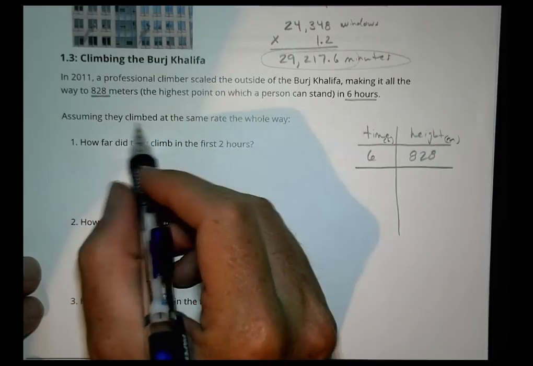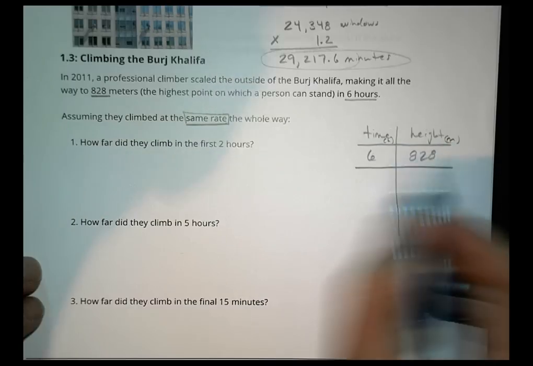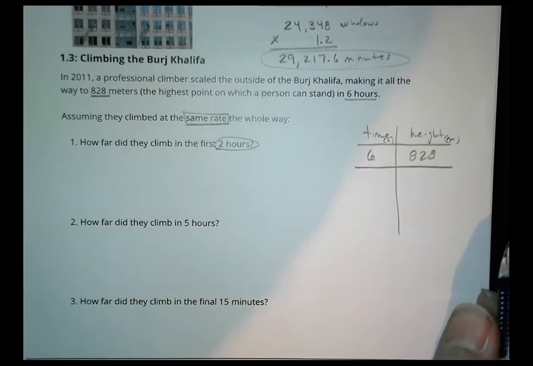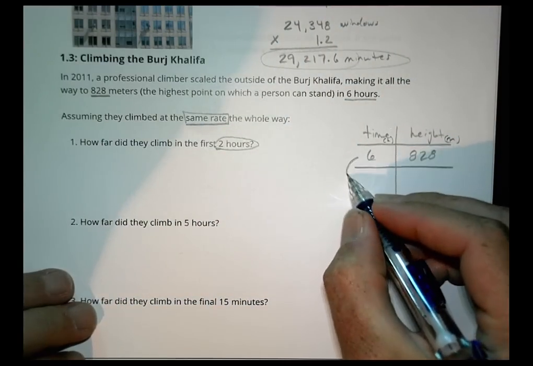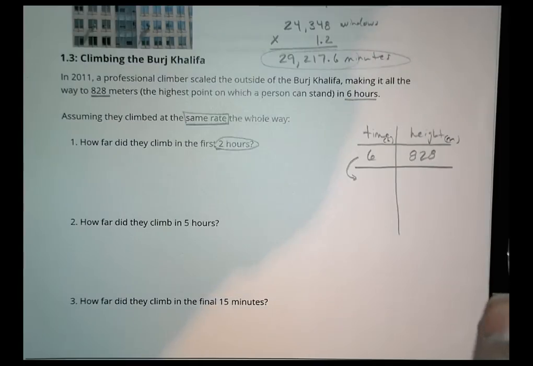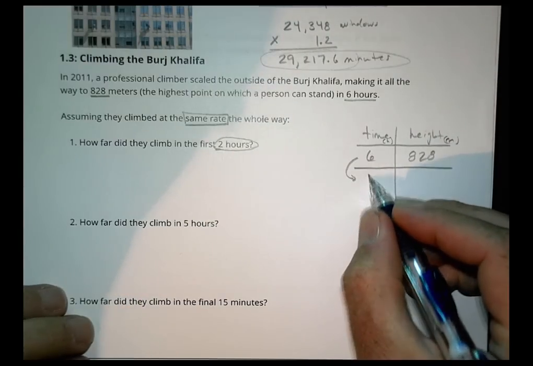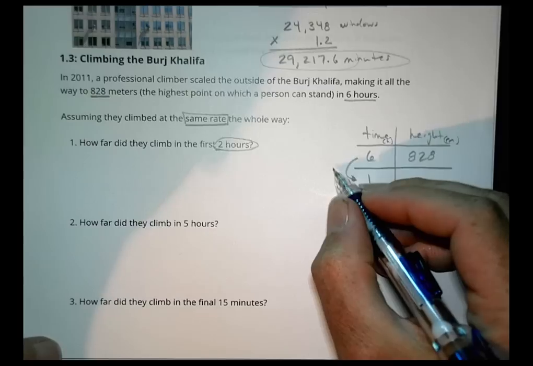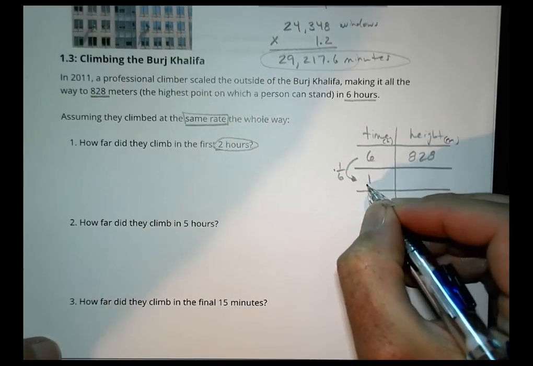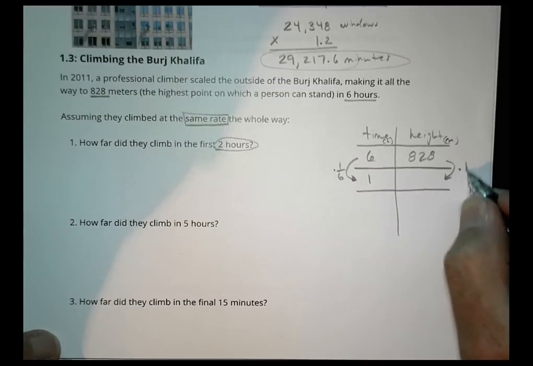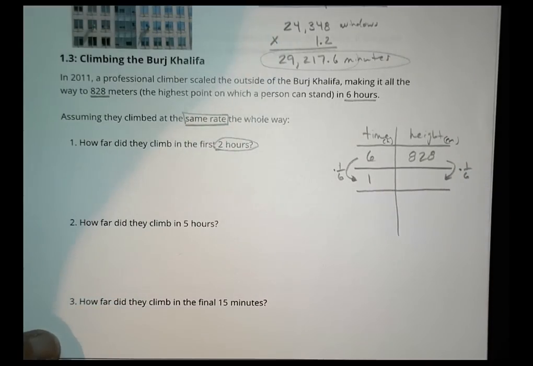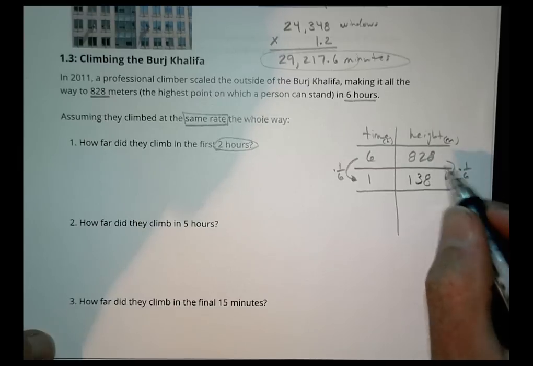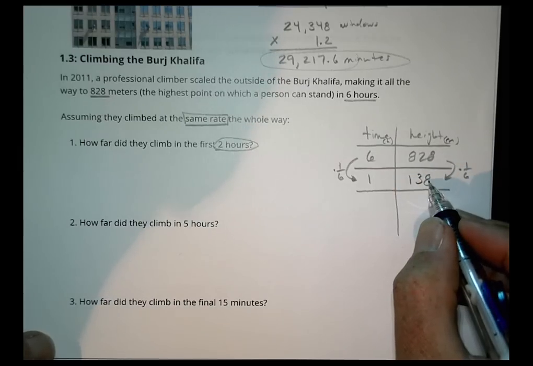Got it. Assuming they climb at the same rate the whole way, so our rate's not going to change, how far did they climb in the first 2 hours? Well, to help me figure that out, what I probably want to do is figure out how far they go in 1 hour. I like that unit rate first of all. It really helps me use the numbers more efficiently. So that's times 1/6. 6 times 1/6 gets me to 1. So 828 times the reciprocal of 6, 1/6, or divided by 6, however you want to say that, gets you 138. So in 1 hour, at that rate, they can go 138 meters up.